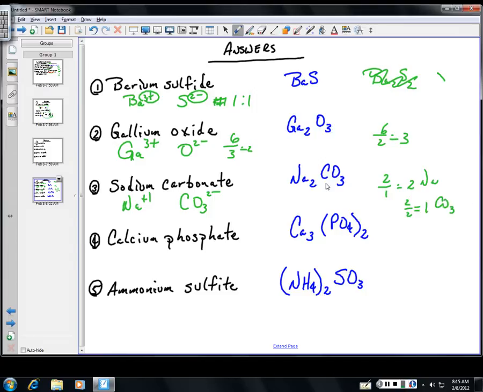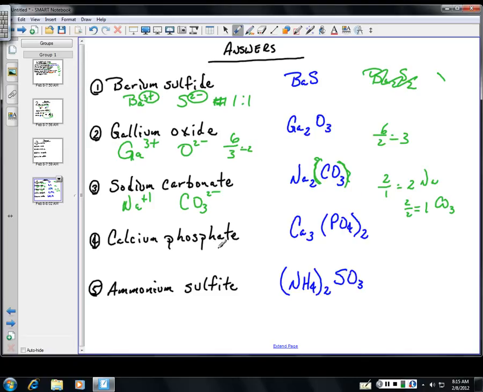Now you remember from what we've talked about and what you've seen in other videos, CO3 is all one thing. I do not usually put that in parentheses, because there's only one of them, so there's no need for the parentheses. So don't put them there. We put the parentheses if there's more than one of those polyatomic anions.